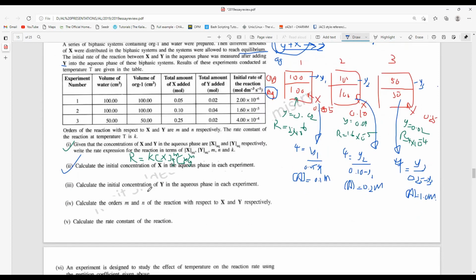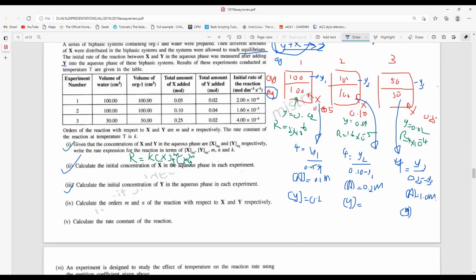Calculate the initial concentration of Y. So calculating the concentration of Y is not a problem here. You don't have to think much because the Y added amount is given directly. So you can find the concentration of Y quickly. The only thing that you have to do here is divide 0.02 by 100 into 10 to the power minus 3. So you will get the value 0.2.